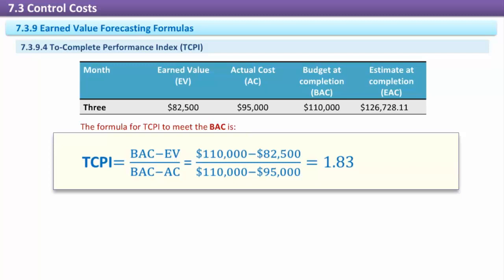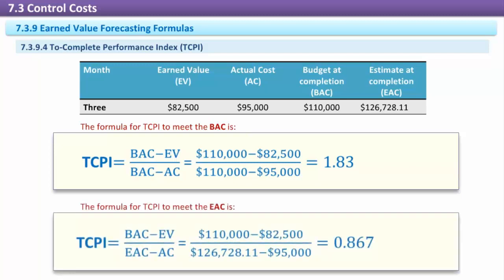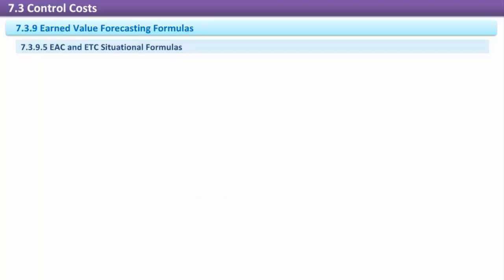The formula for TCPI to meet the EAC is TCPI = (BAC - EV) / (EAC - AC). TCPI = ($110,000 - $82,500) / ($126,728.11 - $95,000). TCPI = $27,500 / $31,728.11. TCPI = 0.867.